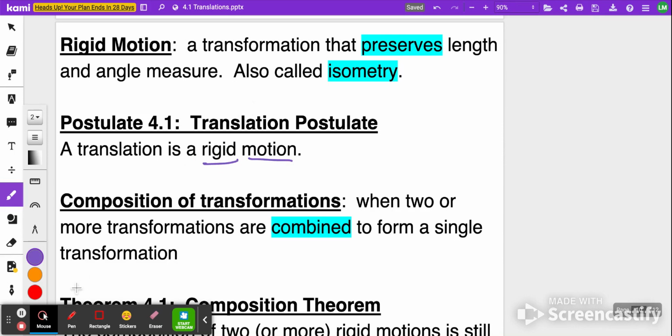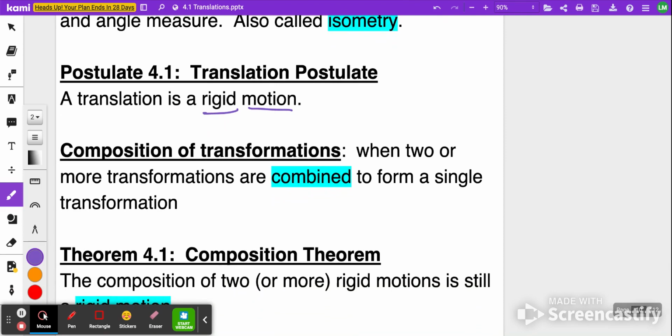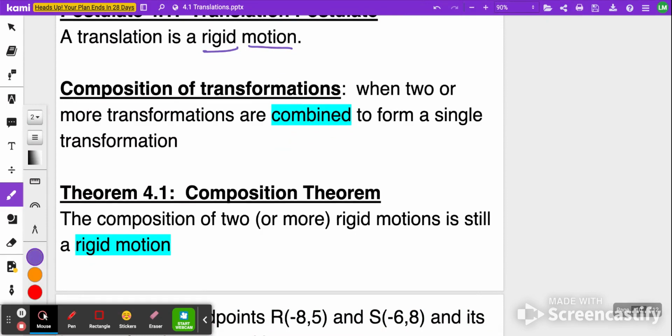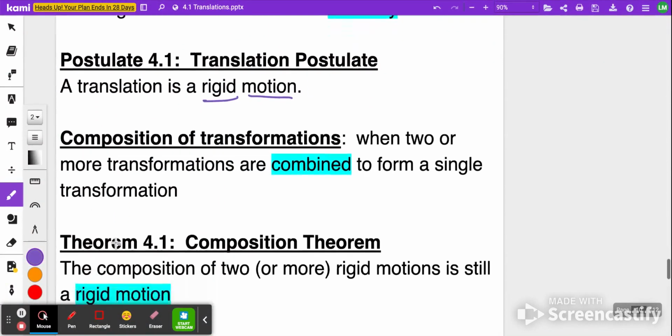This is called isometry. Next up we have the composition of transformations. That's when two or more transformations are combined to form a single transformation. So we're going to see that in just a moment. That theorem is Theorem 4.1, the composition theorem: the composition of two or more rigid motions is still a rigid motion. Before we go on, just make sure you have the highlighted portions filled in your notes. Sorry for all the interruptions.